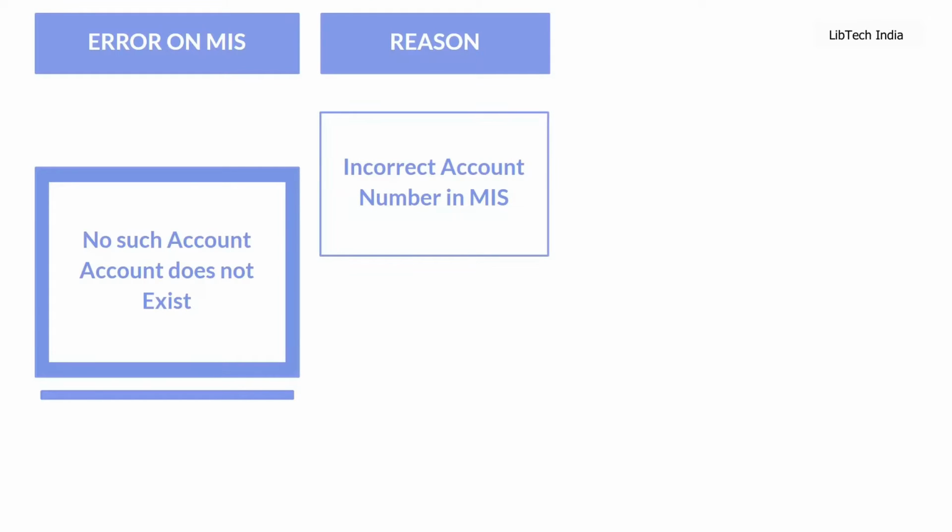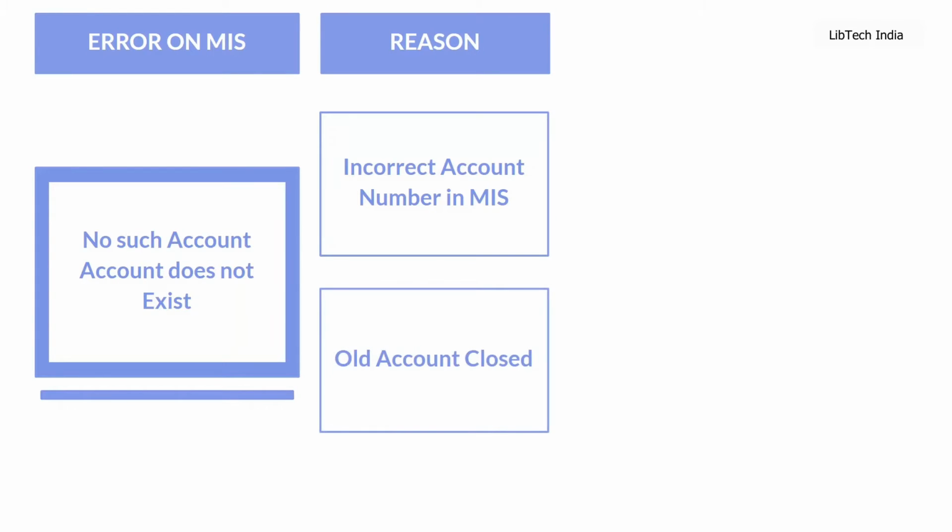One, that on the MIS the account number of the worker has been entered incorrectly, perhaps a digit is missing or it is in the wrong place. It could also happen because the account has been closed but it remains linked.